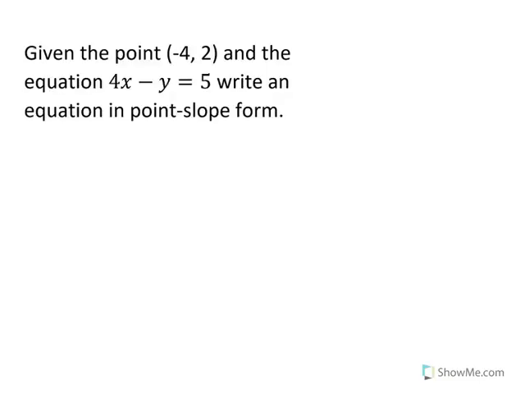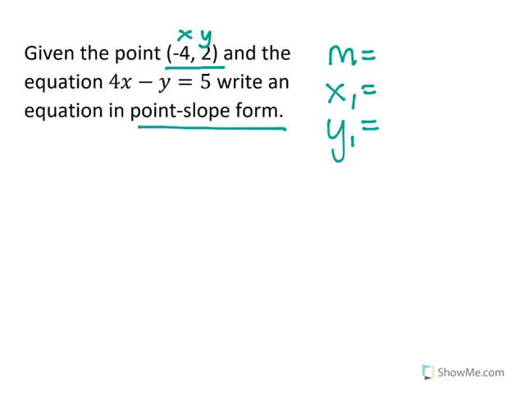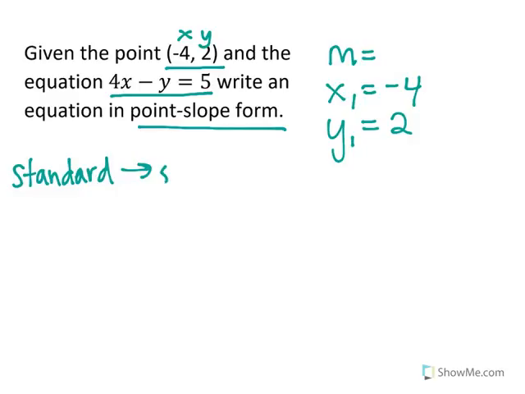In order to write an equation in point-slope form, we need to have the slope and one point on the line. So we need x1 and y1. In this problem, we're given the point, so we can just fill in our values for x and y as -4 and 2. And we're not quite given slope, but we can find slope from this equation, which is written in standard form, by changing this from standard form to slope-intercept form.